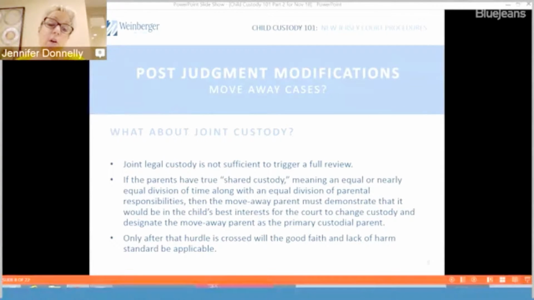So only after that hurdle is crossed will the good faith and the lack of harm standard of relocating be considered. So the first thing the court has to consider is, is it in the child's best interest to go from shared custody to the move-away parent having custody? And once that hurdle is crossed, then the court will look at the good faith and lack of harm standard for the move.